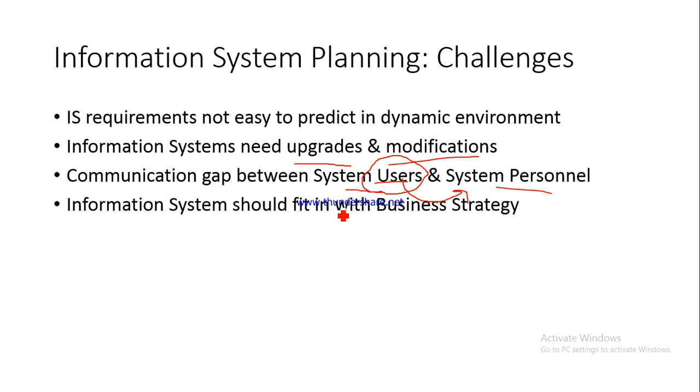So the information system should be able to fit in with your business strategy. Here the strategy was to sell more to the existing customers, so naturally you need to have a record of the existing customers, and the information system should be able to not only capture but also store that record, right?